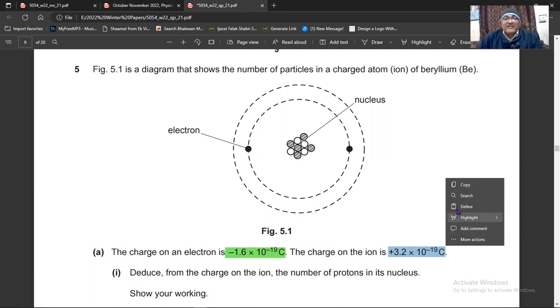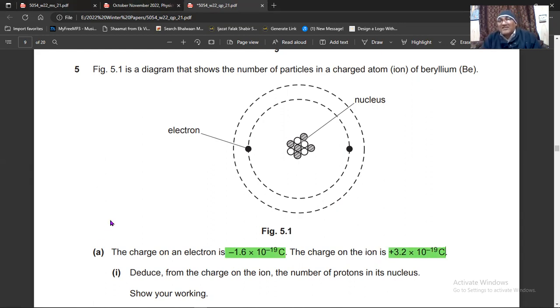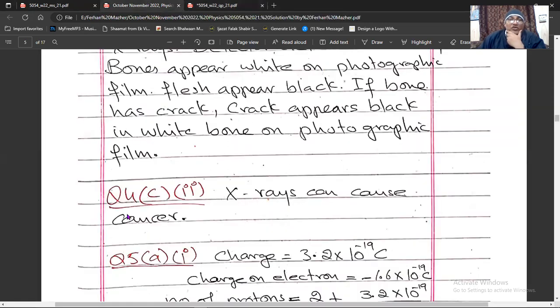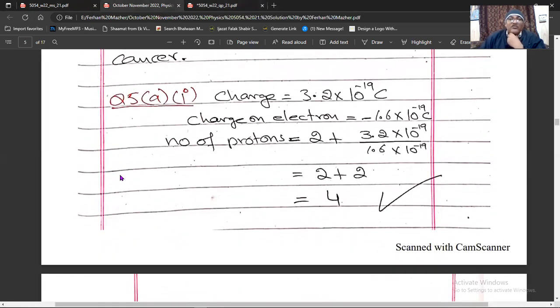So I will divide this with this, and I will find out how many electrons are missing, how much electron deficiency there is. Because you see, the charge on the ion is positive, so that means there is a deficiency of electrons. So, deduce from the charge on the ion the number of protons in its nucleus. Show your working. First of all, I will find out how many electrons are deficient, and 2 are already there. So let's find out.